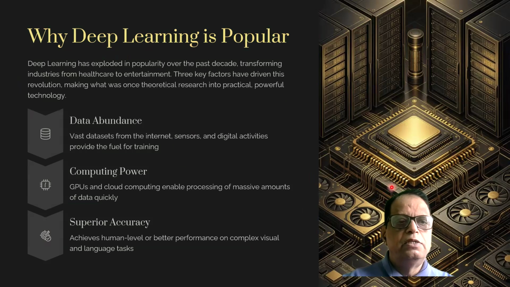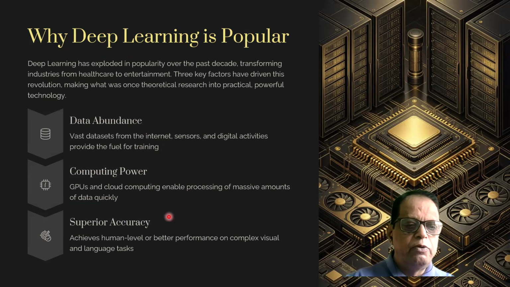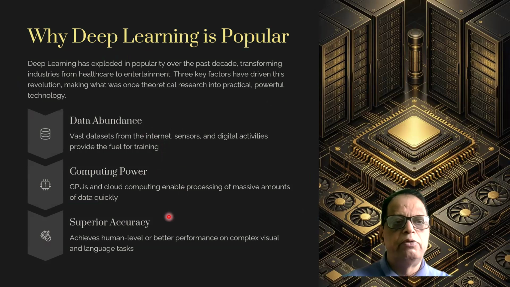So deep learning is important and very popular because vast datasets from the internet, sensors, and digital activities provide the fuel for the training of the network. It has computing power and superior accuracy. So deep learning algorithms will always give superior accuracy. And that is the reason it is very popular.